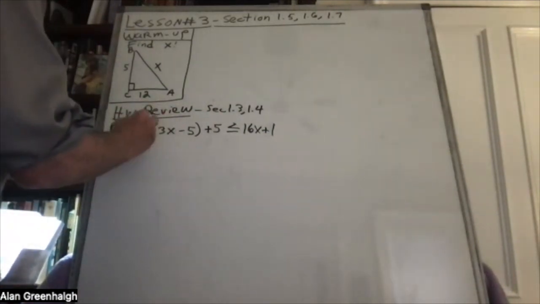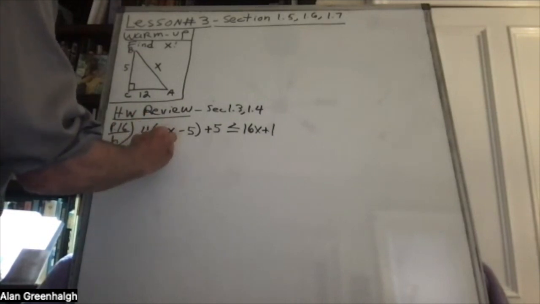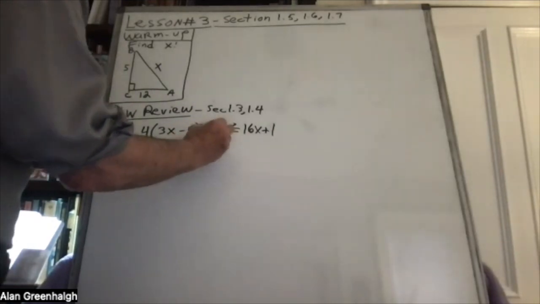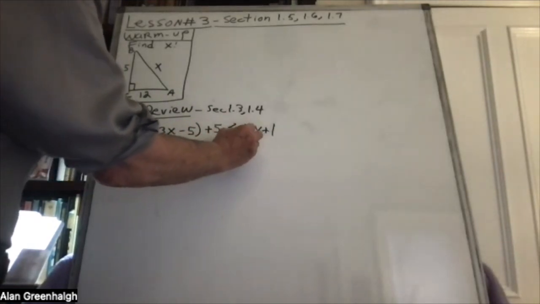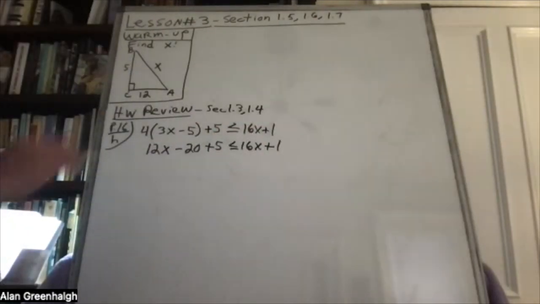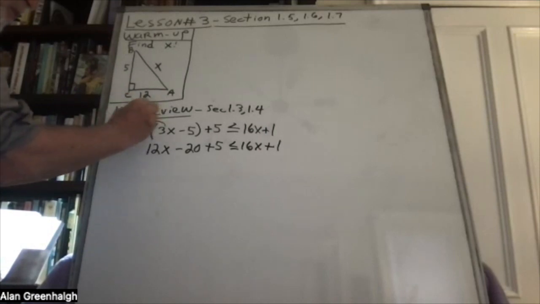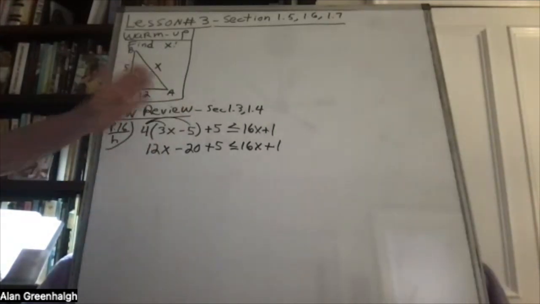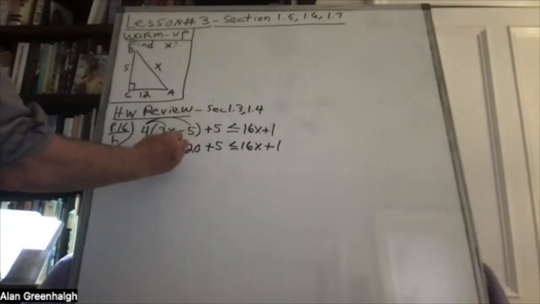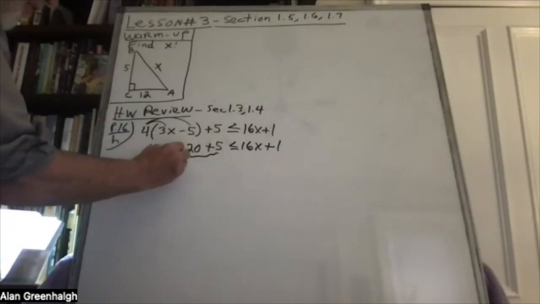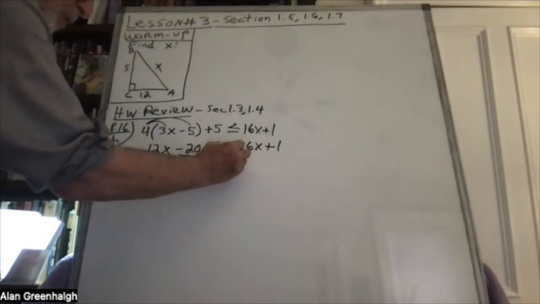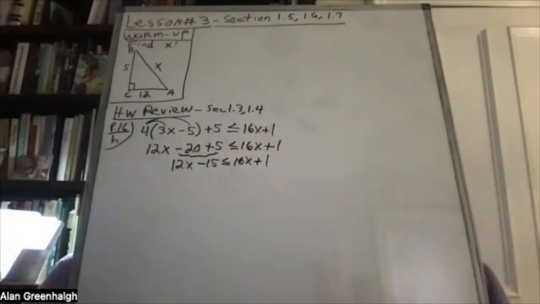And let's solve it. So this is 12x minus 20 plus 5 less than or equal to 16x plus 1. Okay, so all I did so far was to use the distributive property, the same thing you would normally do if you were solving an equation. Then I'm going to combine like terms. So that gives us 12x minus 15 less than or equal to 16x plus 1.